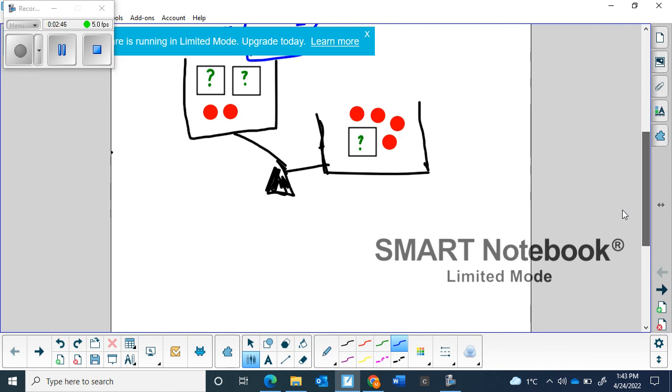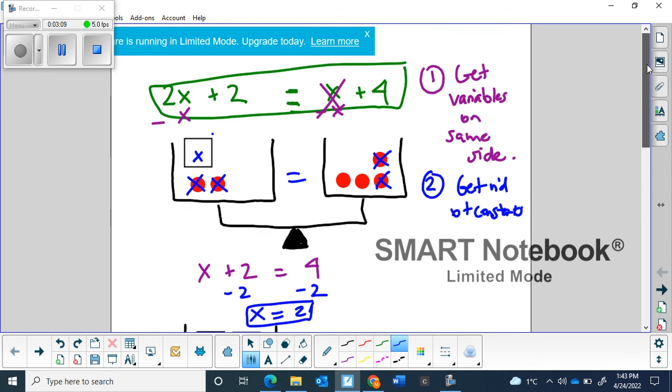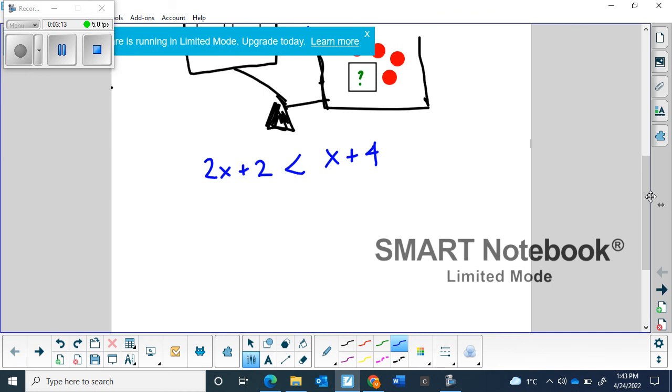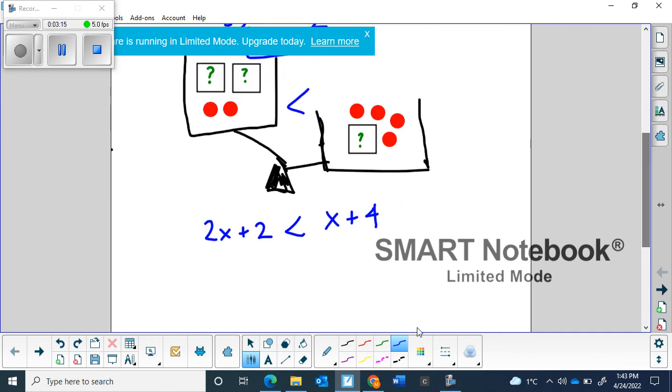So the way that we solve this is identical to what we would do if it was an inequality. Now, I'm not the best artist here, but what I'm trying to show is that this side is, sorry, not equal to, it's greater than this side because it's heavier. There's more. So if I represent this, I've got 2x plus 2 is less than x plus 4. Now, that's the exact same equation we solved up here at the front. So let's work through it.